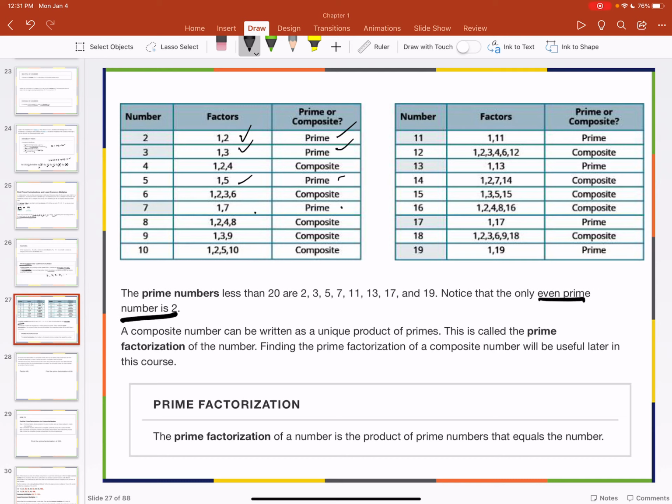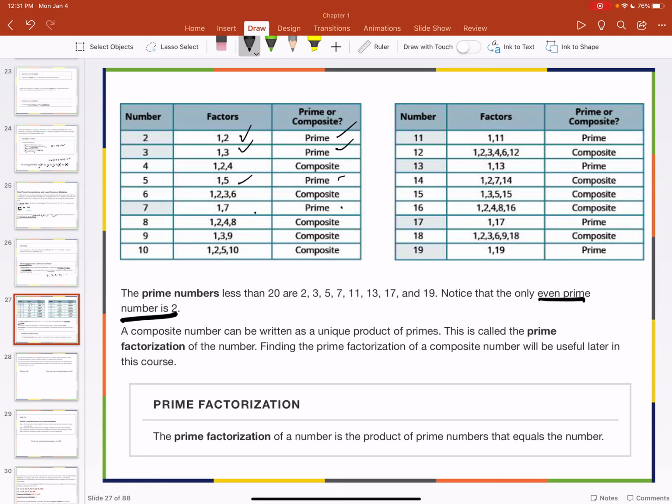Because after 2, any even number can be divisible by 2. Remember, the even numbers end with 0, 2, 4, 6, and 8. So that can all be split in half, hence not prime.